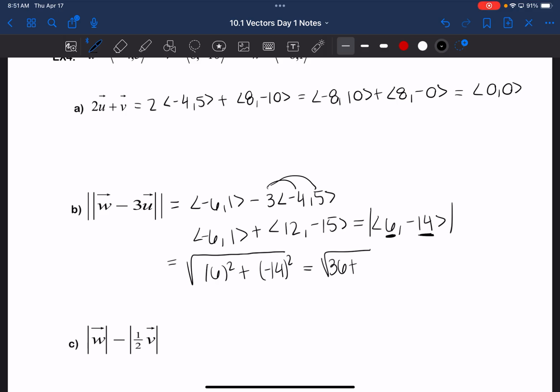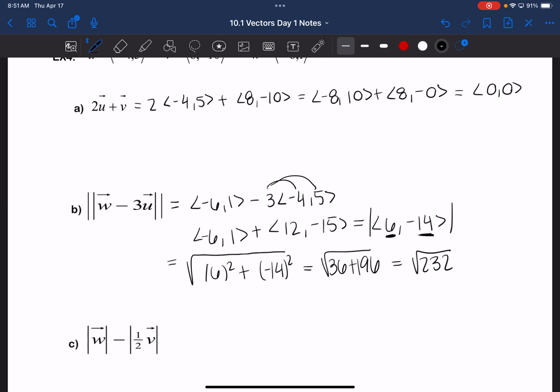Anybody know that one? Well, we know 12 times 12 is 144, so it's got to be 196. Very good. Perfect. All right. Okay, and then what is 36 plus 196? 232. Good. All right, now there probably is no perfect root for 232, but it surely can simplify, right?